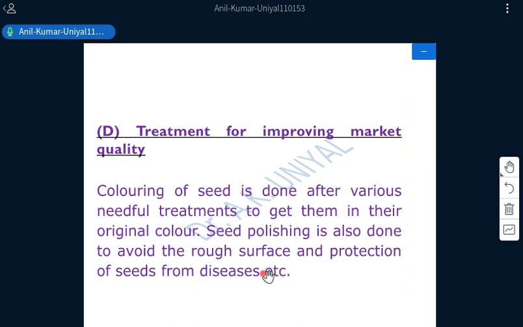Then we have the last category, that is treatment for improving the market quality of seed, and this includes the coloring of seed, which is done after various needful treatments to get them in their original color. Seed polishing is also done to avoid a rough surface and for protection of seed from diseases, etc., for marketing purposes.